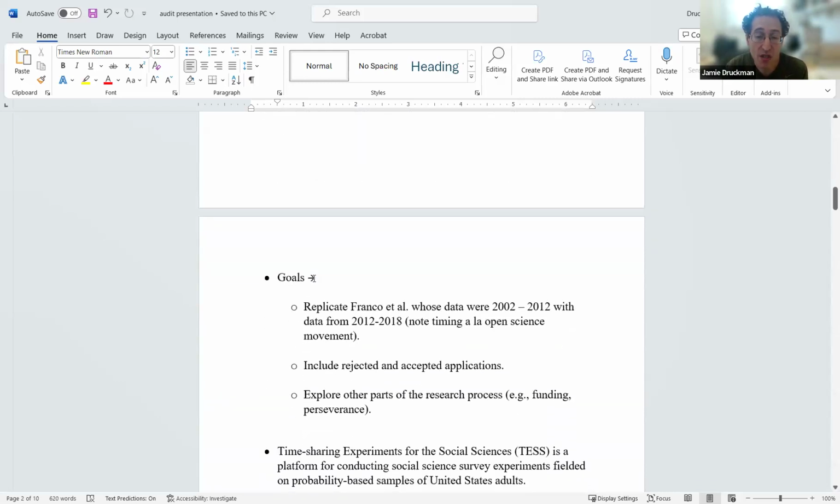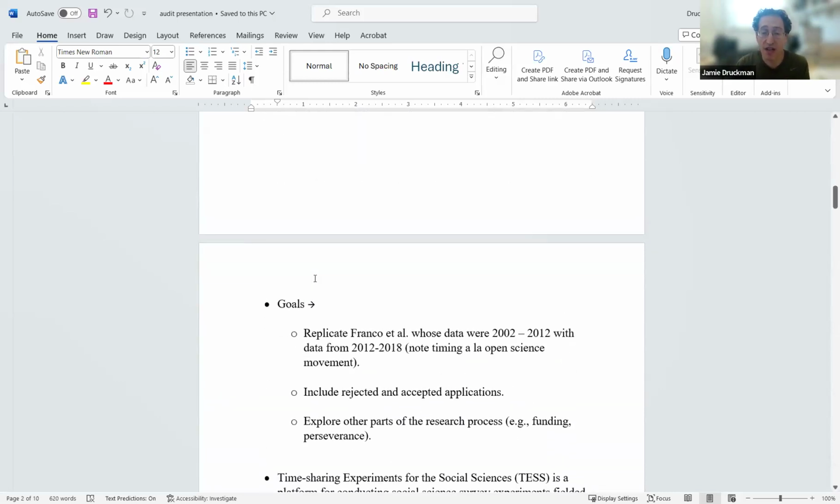And so our goals in doing this were to replicate Franco et al. Franco et al.'s data were from 2002 to 2012. So we wanted to do what they did, but from 2012 to 2018, which we thought was a particularly interesting timing insofar as around 2012 is when the open science movement was really becoming much more broadly discussed, and different reforms were done at journals. And there were clear efforts to not publish null results when they occurred. And so it was interesting timing in that sense.